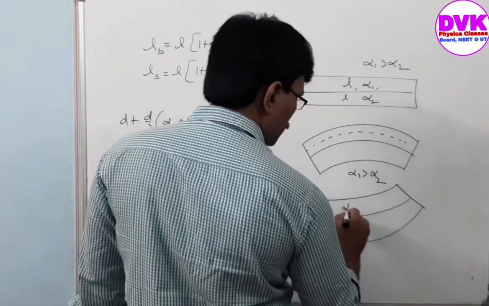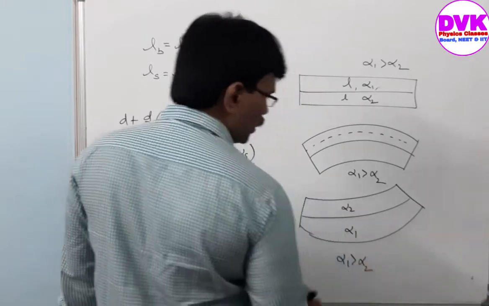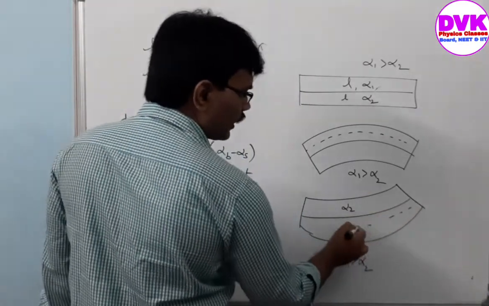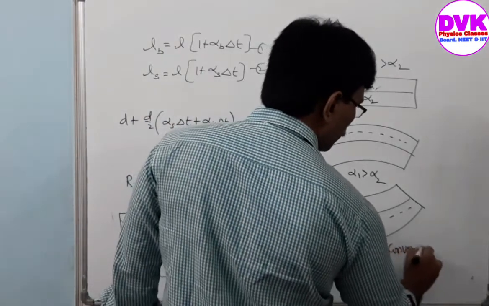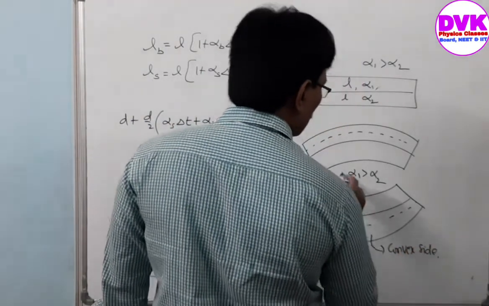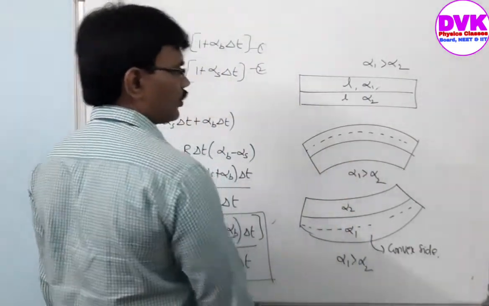Okay, so this one is alpha 2 and this one is alpha 1. Here alpha 1 is greater than alpha 2. So the one which has the higher expansion coefficient must be on the convex side. Okay, so this is case 1 and this is case 2. That is very important.